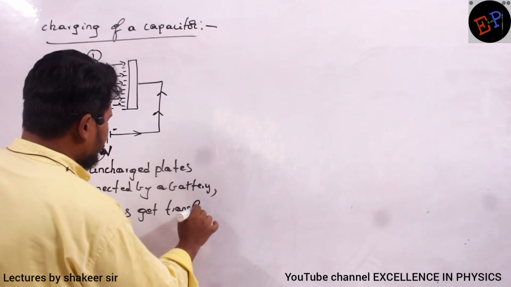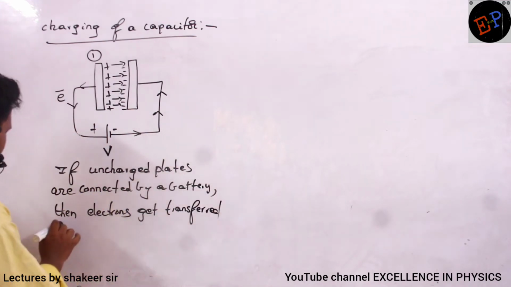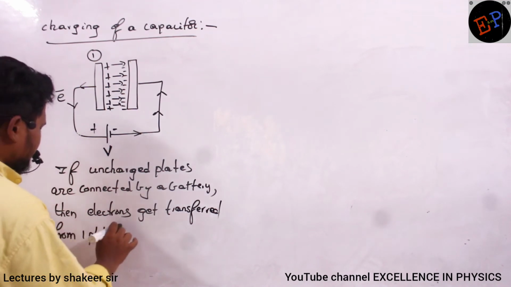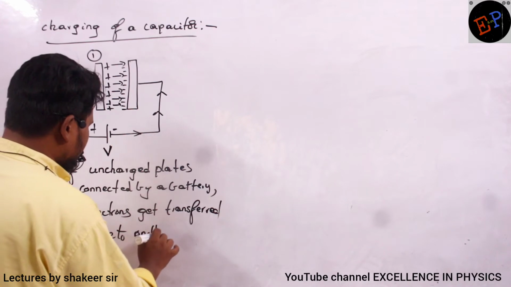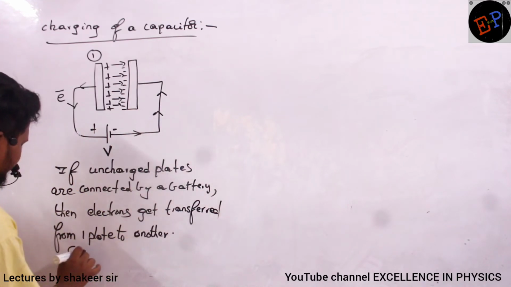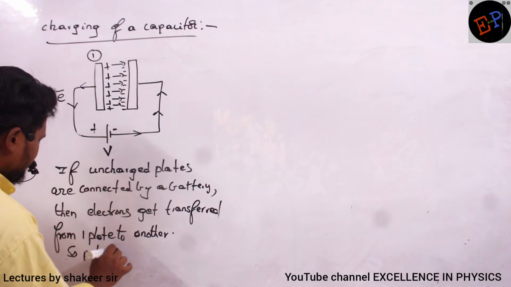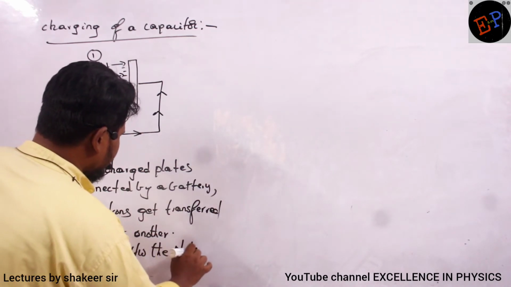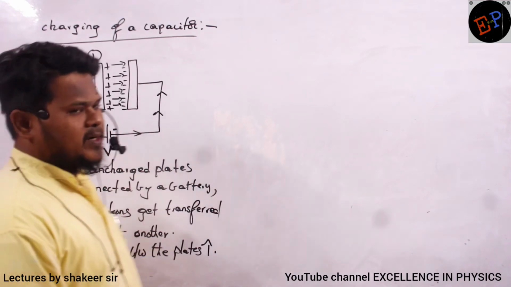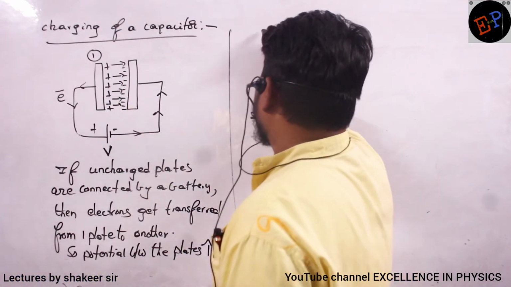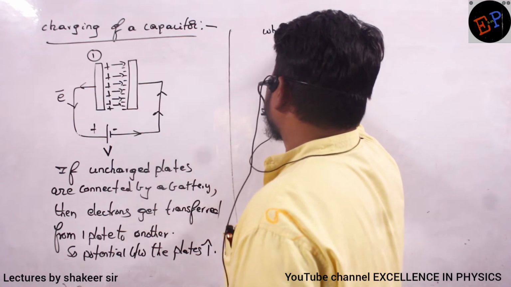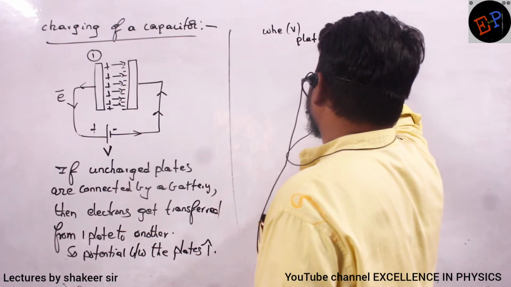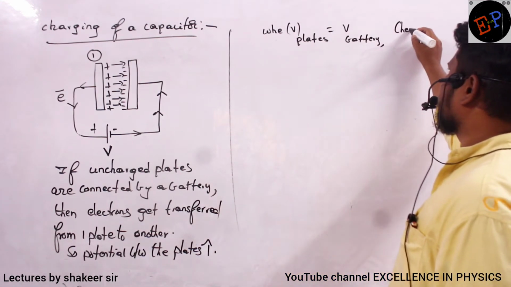Electrons get transferred from one plate to another. So the potential between the plates increases. And when the potential between the plates is equal to the potential of the battery, then charges will stop.